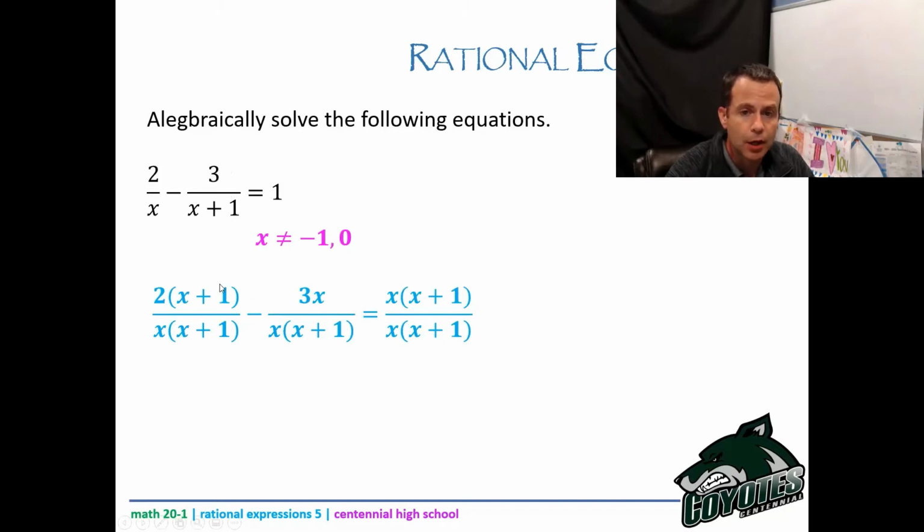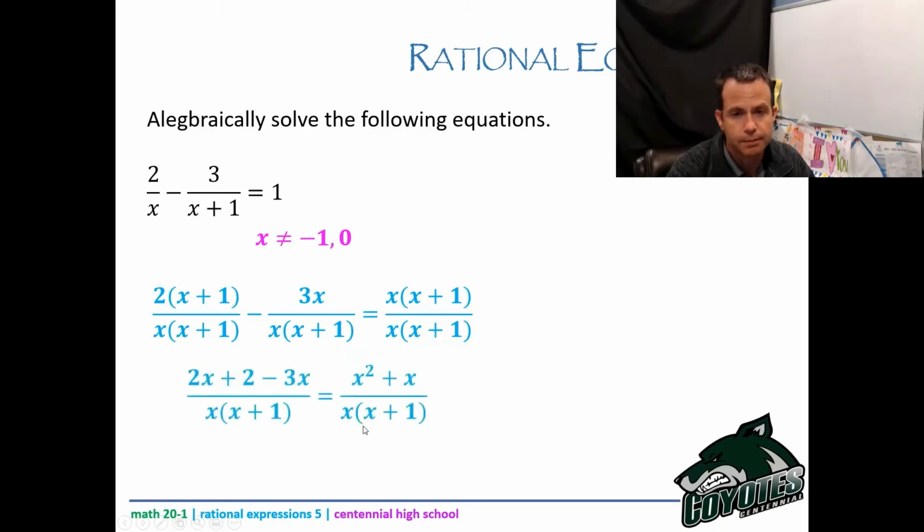Now I've got a common denominator here, so I can just put the numerators together. So that's going to be 2x plus 2 minus 3x on this side. And then over here, I've got x squared plus x. So I have common denominators. I have one fraction equals one fraction. This is the point where I'm ready to pull the numerators out. I can say 2x plus 2 minus 3x equals x squared plus x. So I pulled the numerators out here.